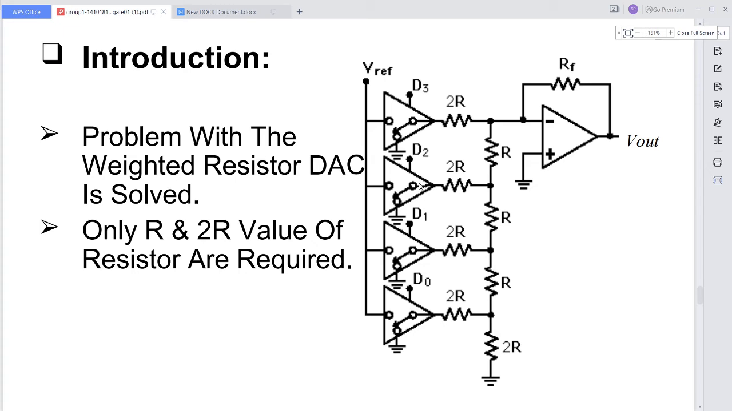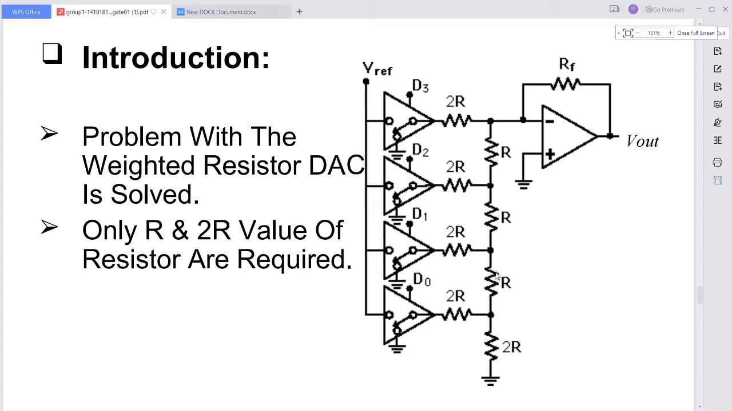This digital to analog converter is well suited for integrated circuits, because they don't require a wide range of resistances. The typical values of R and 2R: if you choose R as 2.5 kilo ohms, then 2R will be 5 kilo ohms. So the typical range will be from 2.5 to 10 kilo ohms only. If I choose 10, it will be 20, the maximum.